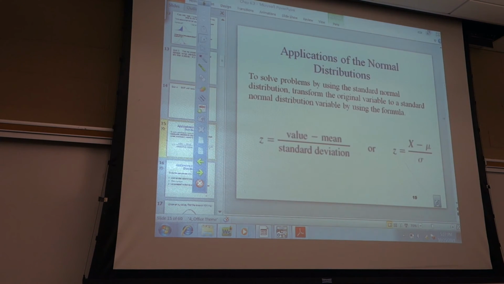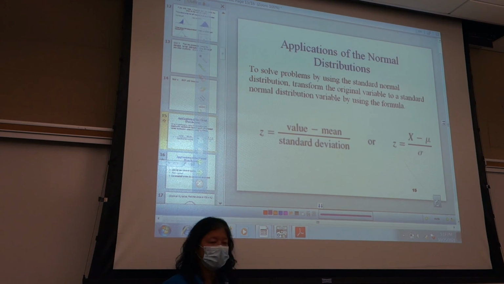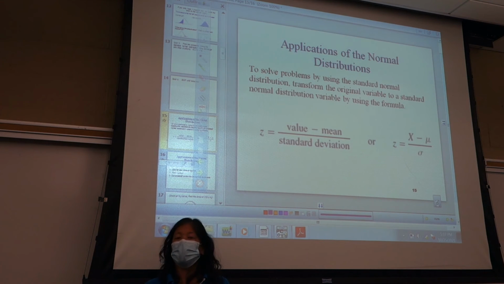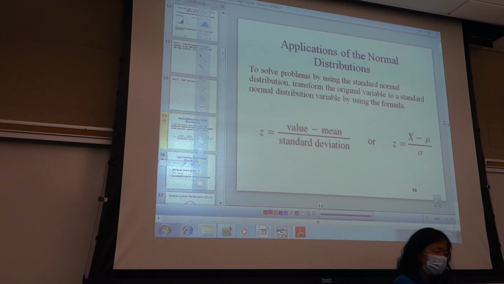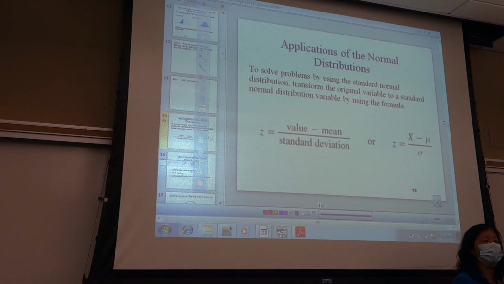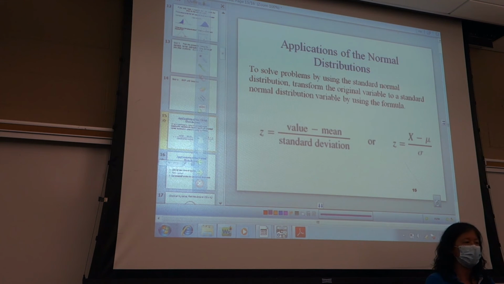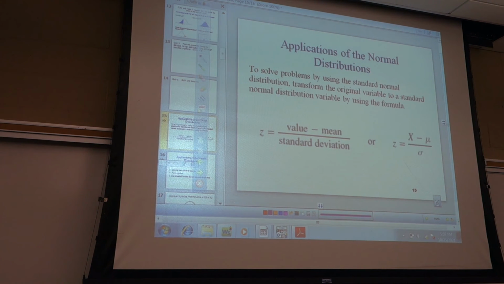Okay, applications. Applications are just one more step we're adding to what we've just been doing. All we're doing is taking our actual real-life values that we care about, converting each of them to a z-score, and then moving on with what we've been doing. Put your z-scores into your drawing picture, shade, normal CDF. Just one extra step in front: convert every x value to a z-score.